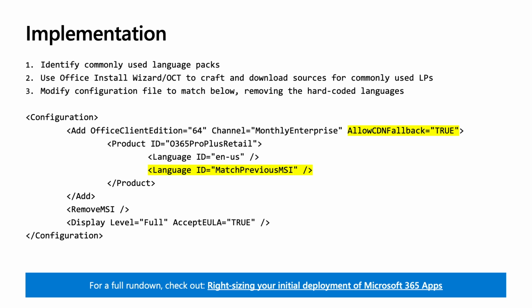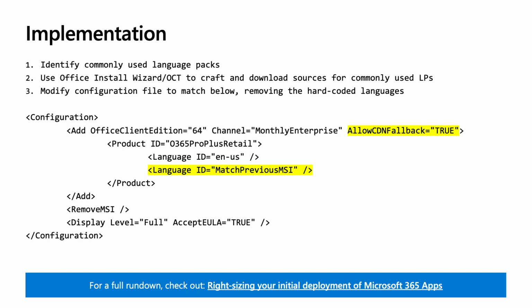So first step, identifying your most commonly used languages, as I have shown before. Then I usually use the Office install wizard in Config Manager or the Office customization tool on config.office.com to configure my deployment package and tick only the most commonly used languages. So then I end up with a deployment package with this set of source files, and then we have to update the configuration file, so the config XML.